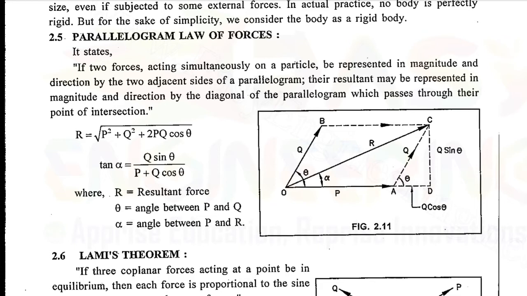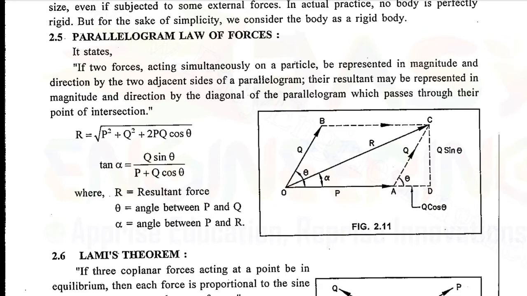The two forces P and Q are acting at an angle theta. So now we construct a parallelogram. Here the diagonal R represents the resultant of these two forces P and Q. So now the resultant force R equals the square root of P square plus Q square plus 2PQ cos theta. Here alpha is the direction of the resultant, tan alpha equals Q sin theta by P plus Q cos theta, where R is the resultant force, theta is the angle between P and Q, and alpha is the angle between P and R.